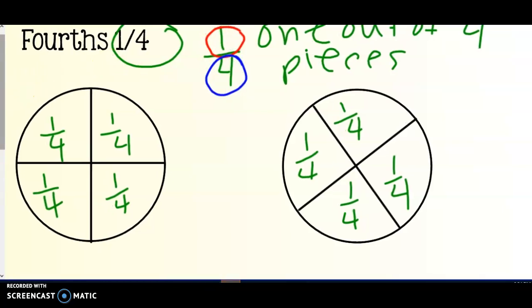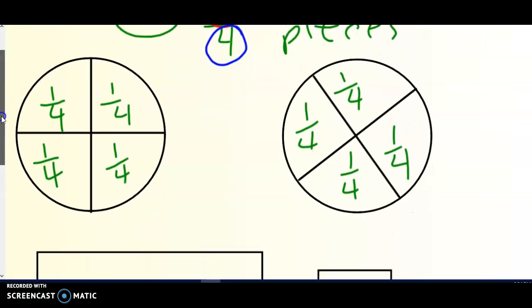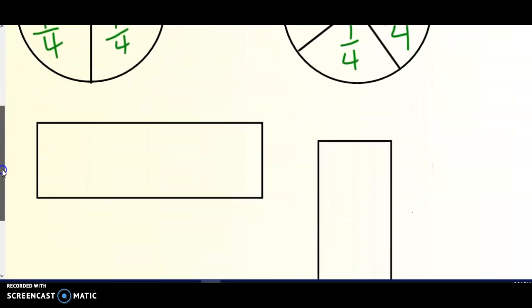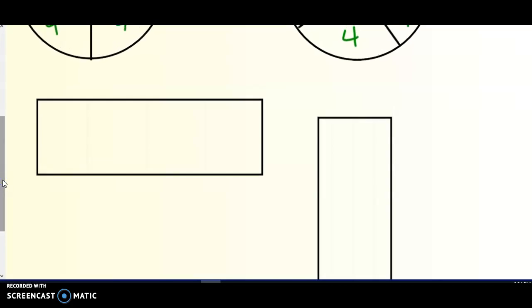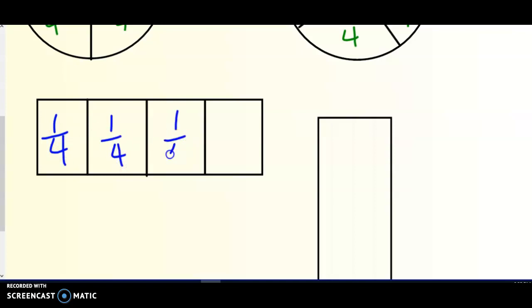All right, let's continue and let's look at our rectangles. These can also be done with squares as well, okay? So let's see how we can split our rectangle into fourths, 4 equal pieces. Just like that. I've taken my candy bar and I sliced it 1, 2, 3 times to get 4 equal pieces. And these are all 1/4.